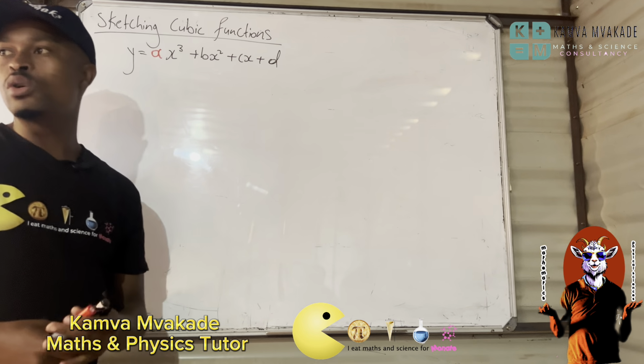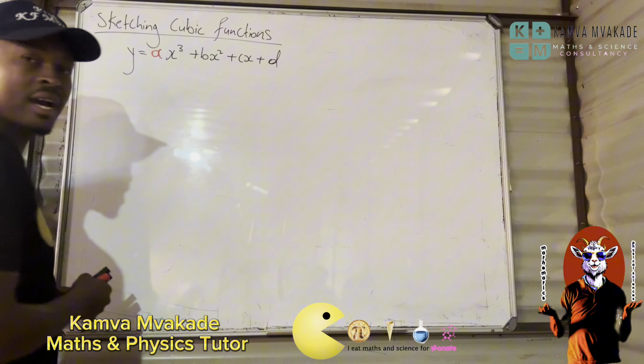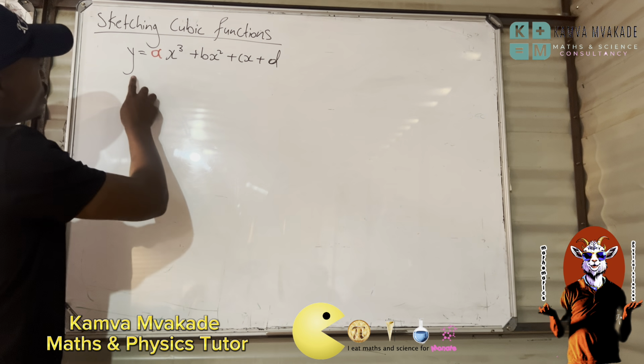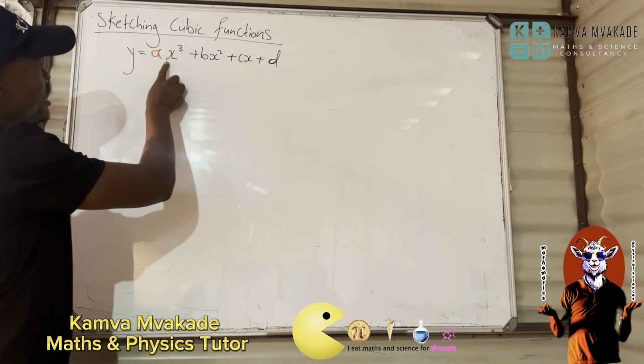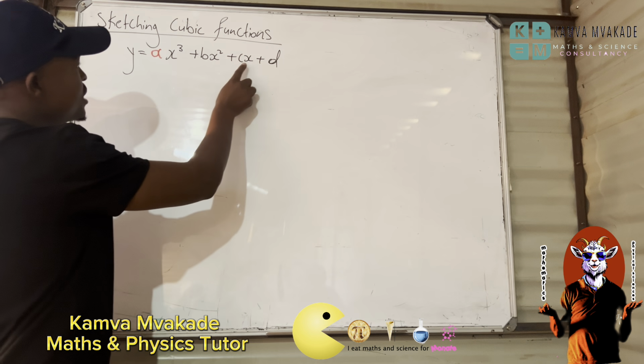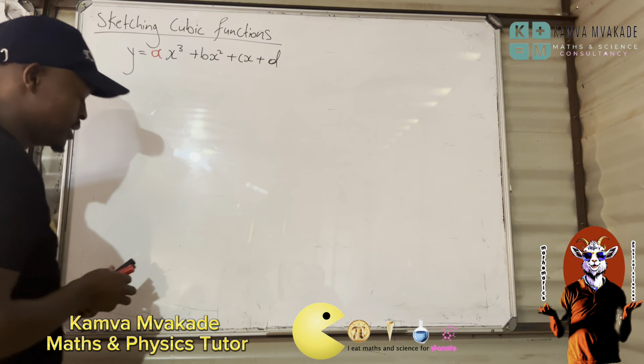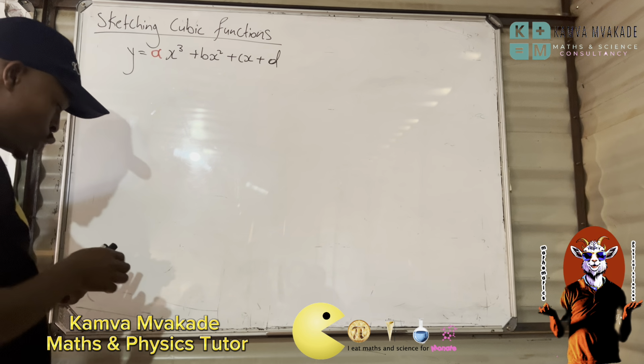So the general formula of the cubic function is y = ax³ + bx² + cx + d. So cubic functions are going to have three arms.